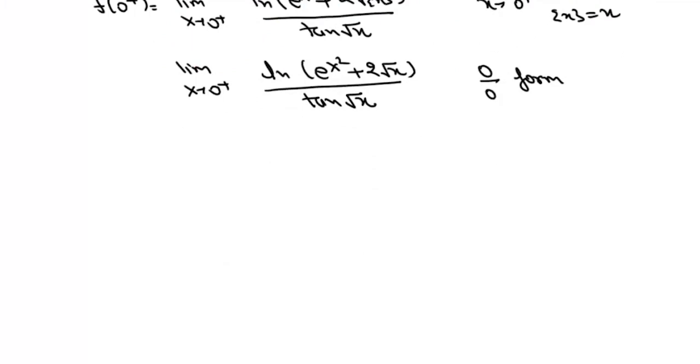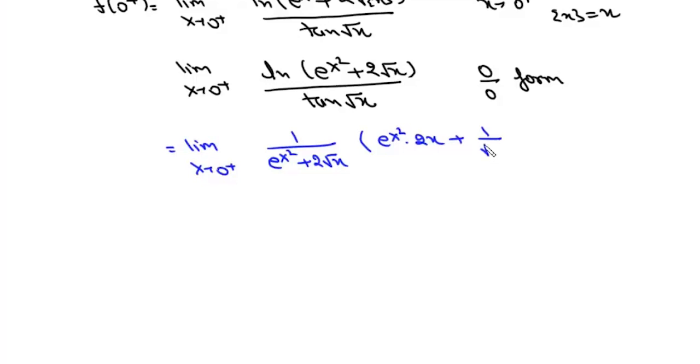Now if we apply L'Hopital's rule here, we can write this as limit x tends to 0 positive. Now this is 1 upon e to the power x square plus 2 root x into this is e to the power x square into 2x plus 1 upon under root x, and here it will be this secant square under root x 1 upon 2 root x.